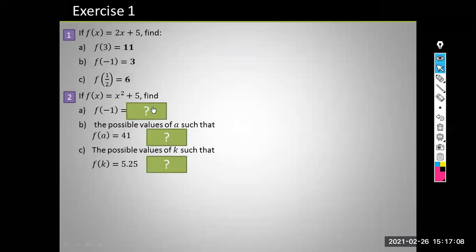What about 2a? The function is x squared plus 5. Is it 6? Yes, very good. So negative 1 squared is 1, plus 5, it's 6.